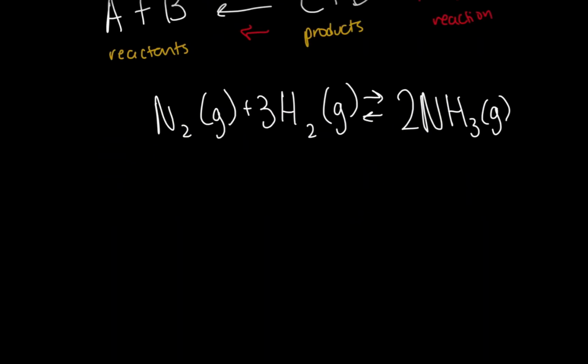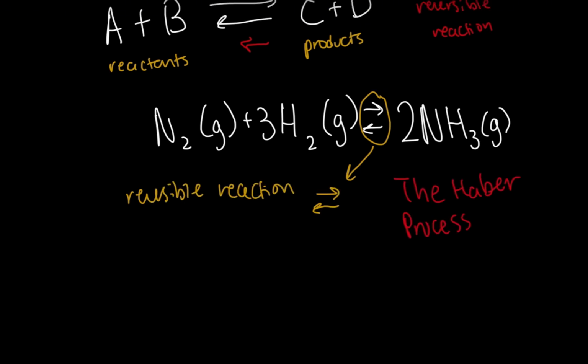An example of a reversible reaction is in the Haber process. We know that this is a reversible reaction because we have the arrows pointing to the products and back to the reactants. So whenever you see a reversible reaction, you'll know because you'll see two arrows facing opposite directions. And once again, this is known as the Haber process.